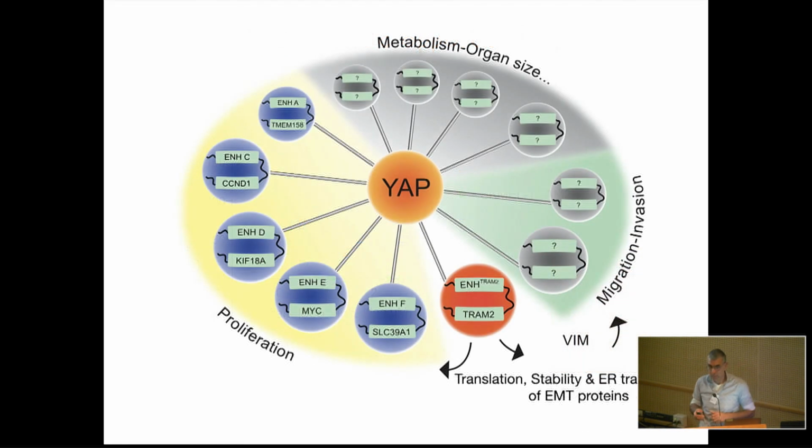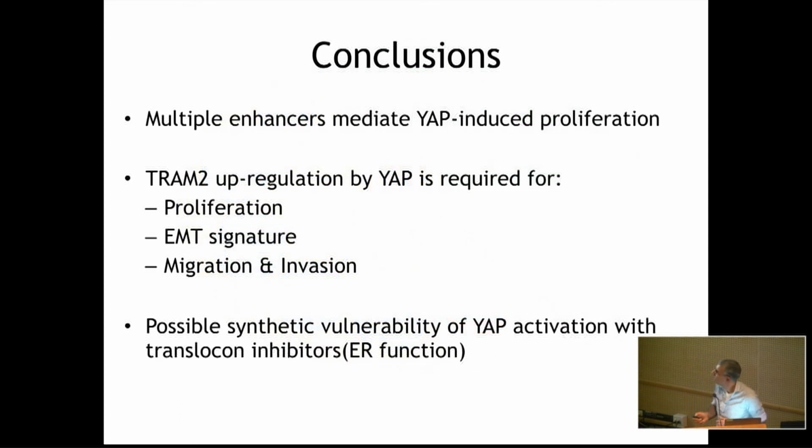So let me just wrap up this story. We did enhancer screens to identify targets of YAP, and we found many that are involved in proliferation, and also some that connect migration and proliferation together with this scheme. And maybe the more general point is that indeed multiple enhancers really mediate YAP-induced proliferation. And TREM2 regulation by YAP is required for proliferation, and also EMT, migration and invasion. And maybe we uncovered a synthetic vulnerability for YAP activation in cancer.